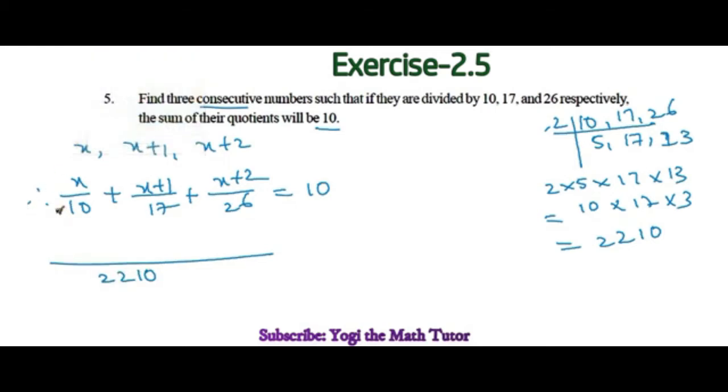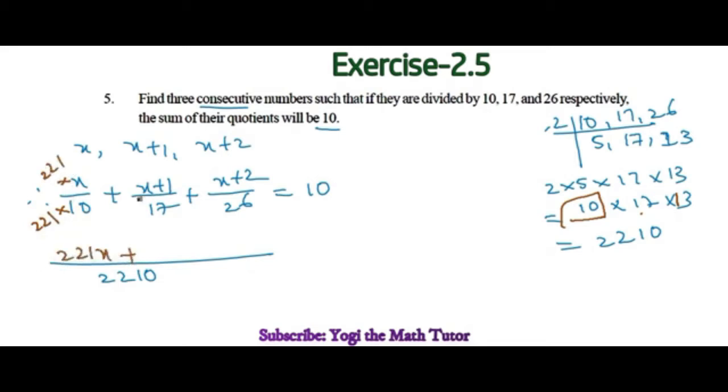So for the 10 table you should multiply. See, already here we have 10 in the product, so we should multiply 17 into 13. 17 into 13 means 221 you are getting. So you should multiply to get 2210 in the denominator: 2 into 221 into 10. So the numerator should be multiplied with 221.